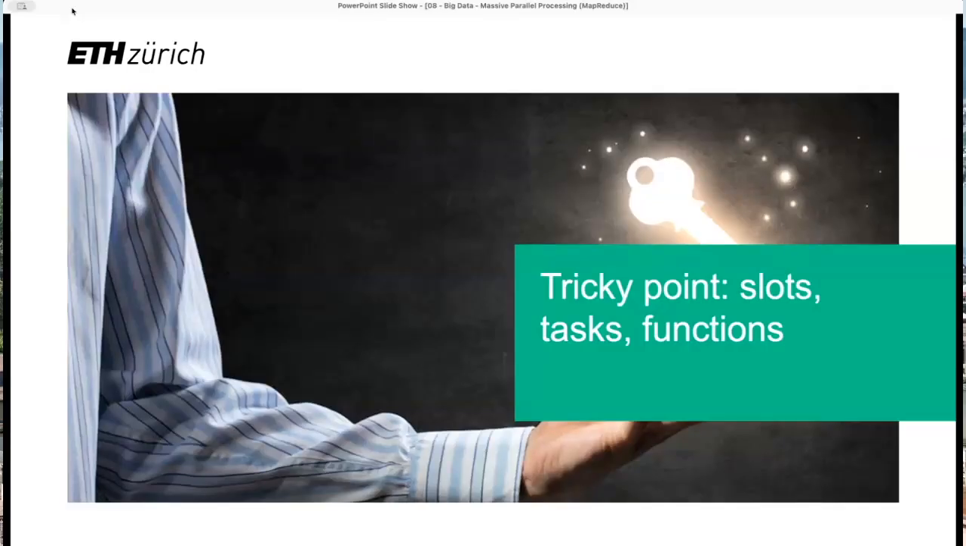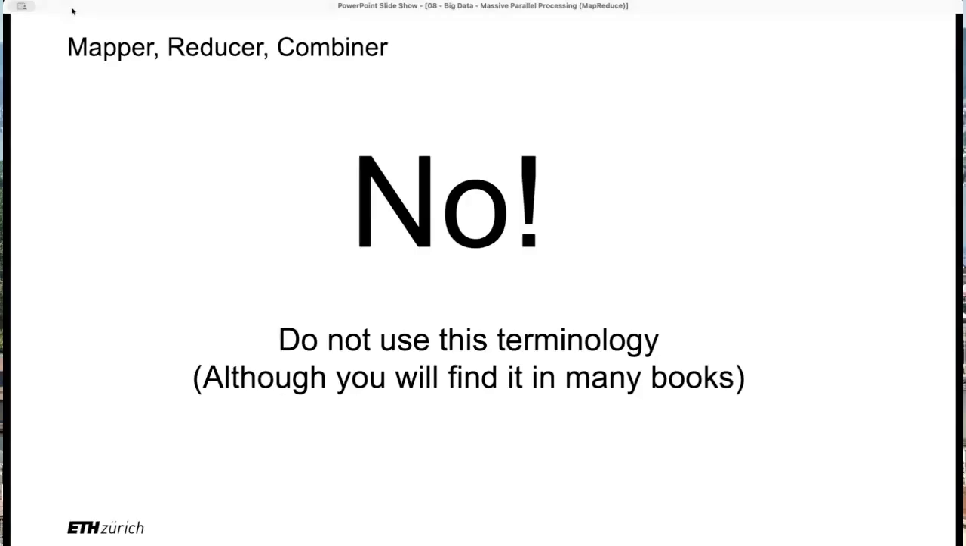So let me give you very precise terminology that will make it clear in your mind what's actually going on in MapReduce. I'm going to tell you to say map slot, reduce slot, map task, reduce task, map function, reduce function, combine function. Do not ever say mapper, combiner, reducer, except for the names of your Java classes. That's the only exception, okay?